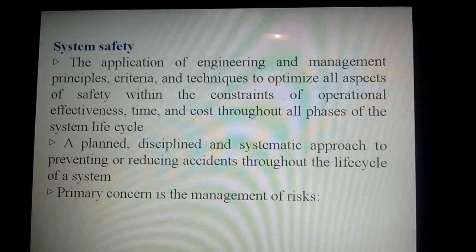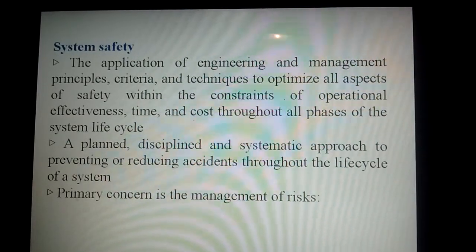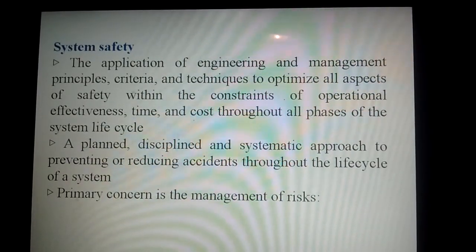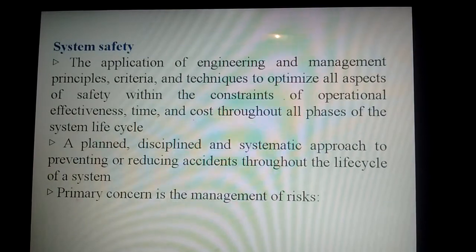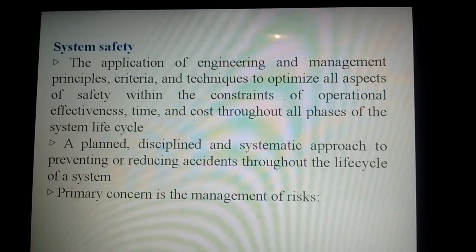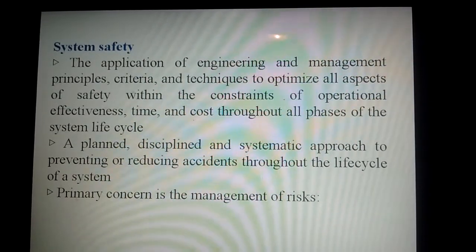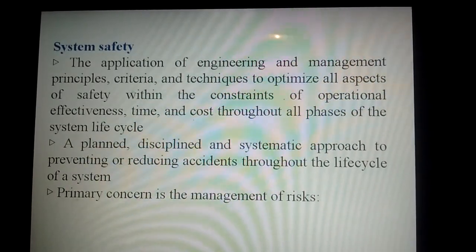What is meant by safety? System safety plays a main role for every product. Why is system safety required for each and every product, for every human, as well as for animals and the environment? It is the application of engineering and management principles, criteria and techniques to optimize all aspects of safety within the constraints of operational effectiveness, time and cost throughout all phases of the system life cycle.